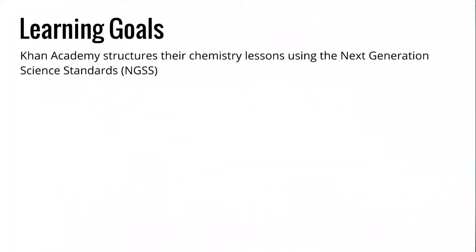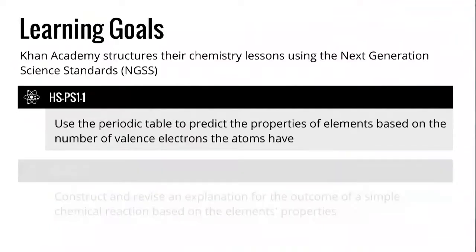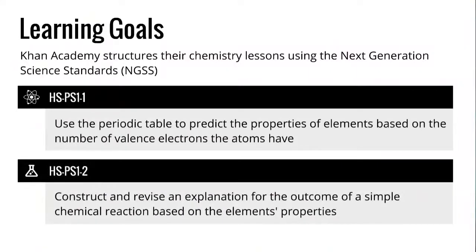The learning goals of the chemistry unit are based on the Next Generation Science Standards. The first objective is for students to be able to use the periodic table to predict the properties of elements based on the number of valence electrons their atoms have. The second objective is for students to be able to construct and revise an explanation for the outcome of a simple chemical reaction based on the element's properties. While the Khan Academy course does not have learners actually create an artifact, such as a project or a lab report, it does give students the knowledge and skills to do so in a classroom setting.